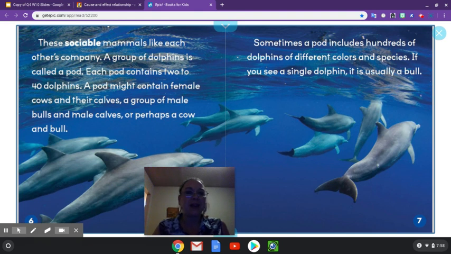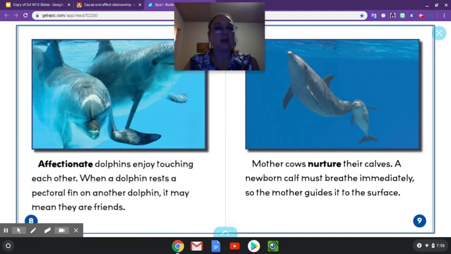A pod might contain female cows and their calves, a group of male bulls and male calves, or perhaps just a cow and a bull. Sometimes a pod includes hundreds of dolphins of different colors and species. If you see a single dolphin, it is usually a bull. Affectionate dolphins enjoy touching each other. When a dolphin rests a pectoral fin on another dolphin, it may mean they are friends. And as you can see, the pectoral fin is right here where it would come out like the arm.